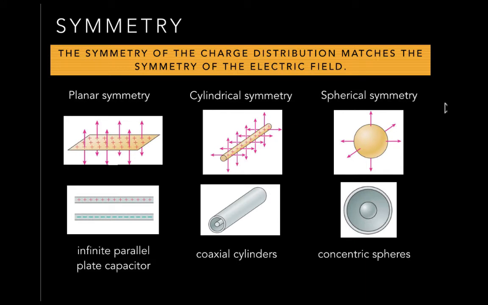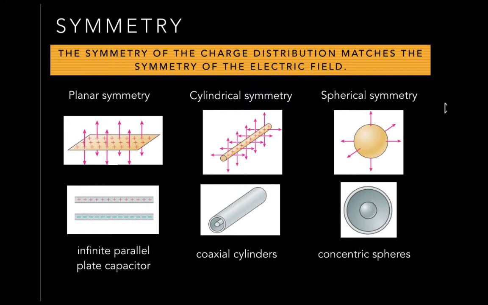Okay? So just to give you some words that we use, this is the infinite parallel plate capacitor. These are coaxial cylinders. What do we mean by coaxial? Break that word down. Two axes. It's a shared axis, right? So the central axis is the center of this, and it's the center of this, so coaxial.